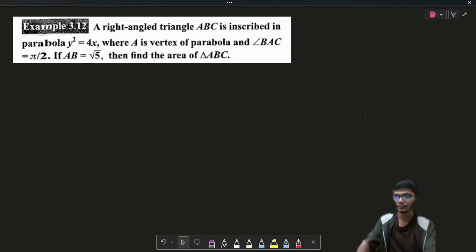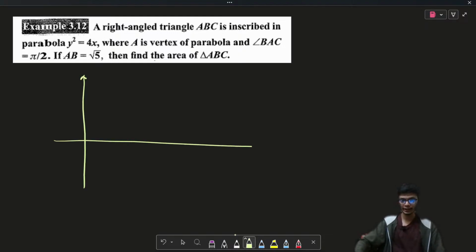It's a very simple problem. So let us try to see how we can solve this problem. Again, let me draw the coordinate axis.